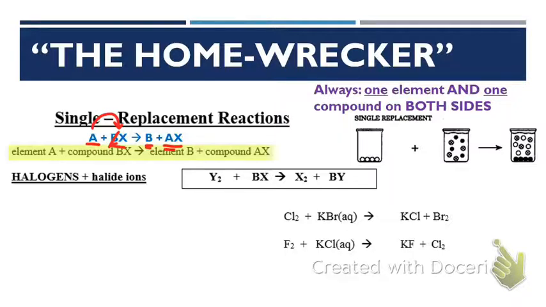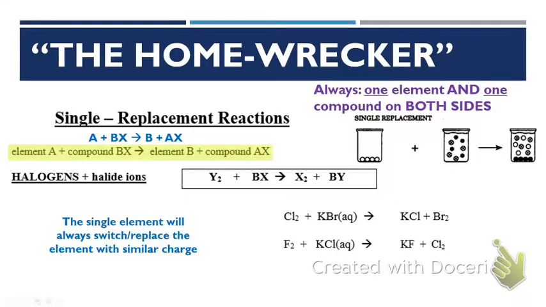So we have to have an element and a compound before the reaction, someone single and someone in a group. And then that single element is going to come in and break up the group. And now it's part of the compound and someone else is single. So to be a single replacement reaction, we do have to have someone single and someone in a group on each side.